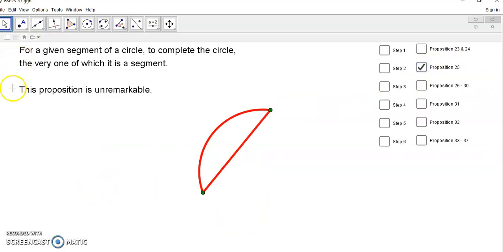So now the next proposition, 25, says that for any given segment of a circle, to complete the circle is very easy. And this, again, is not a very remarkable proposition. In fact, it's unremarkable, but I'll show you how it can be done. So if this is the given segment, step 1 says we have to divide this line into 2, which is very easy to do. Step 2 says we have to draw a perpendicular at that point. And then we have a point on the arc, or the segment.